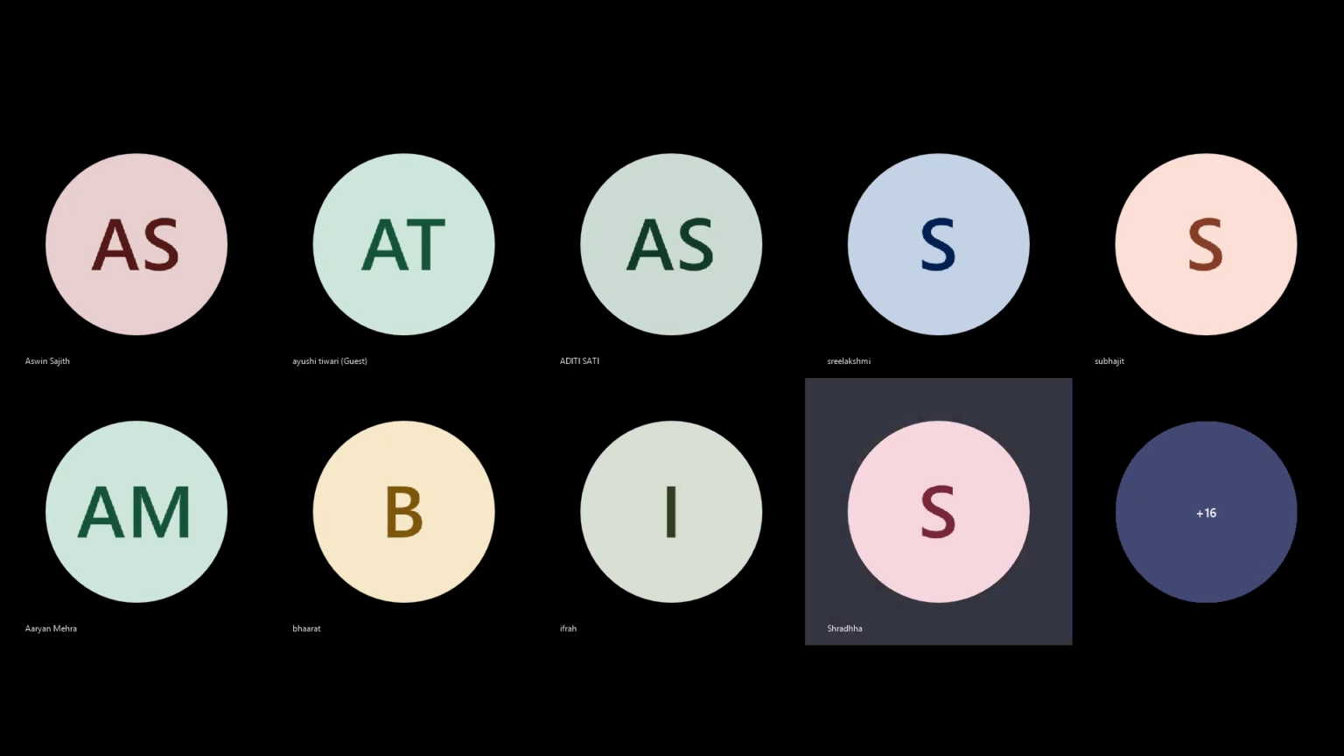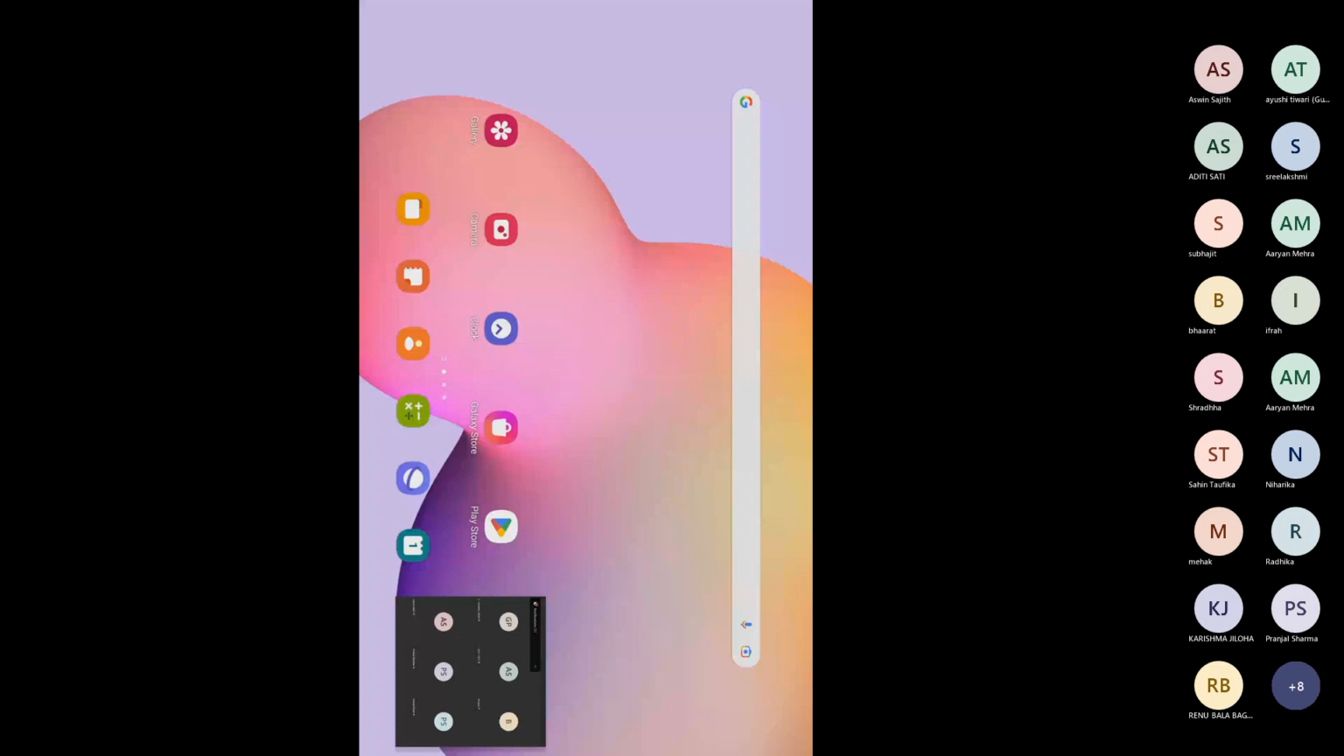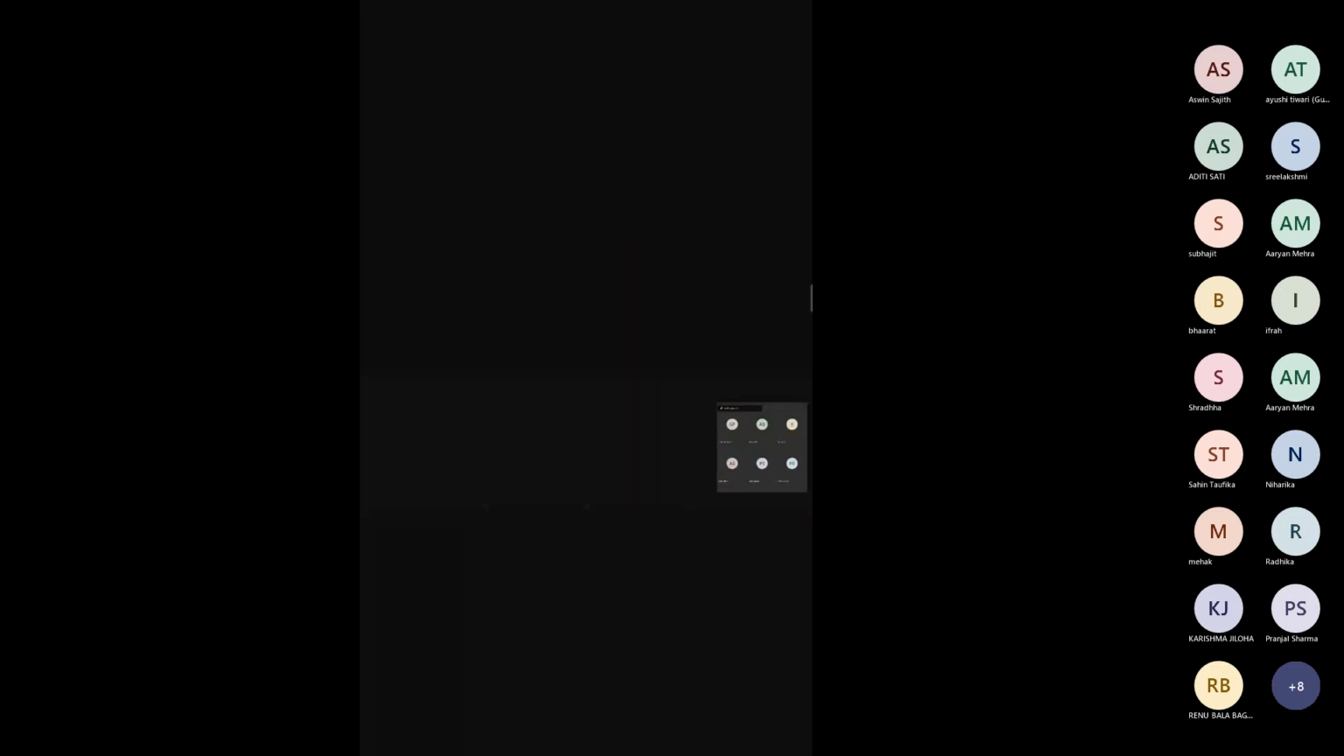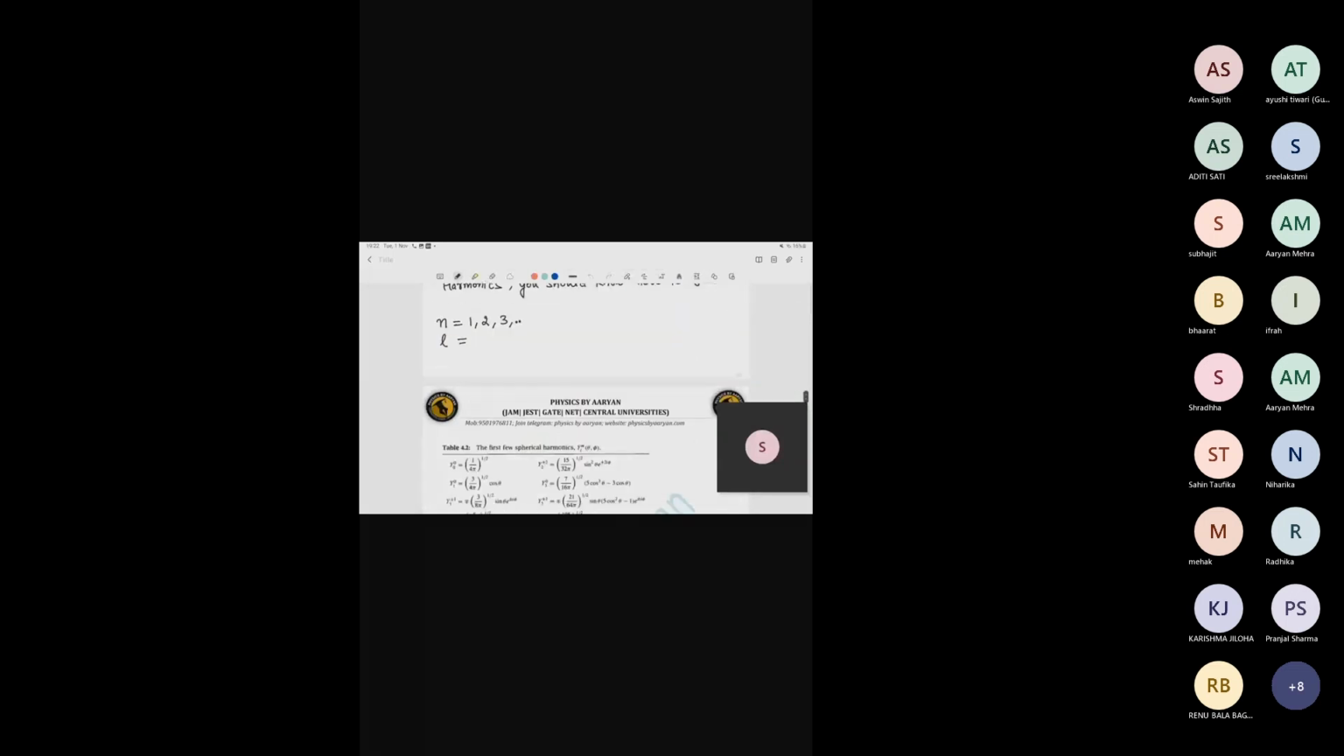0, 1, 2. Okay, so all are with me. So till here you got it. Now let's talk about m, m_l. m or m_l, you can say anything. If l is 0, then what is m? 0. If l is 0, then m is 0. Okay, so if l is 1, then m is 1, 0, minus 1. Minus 1, 0, 1.